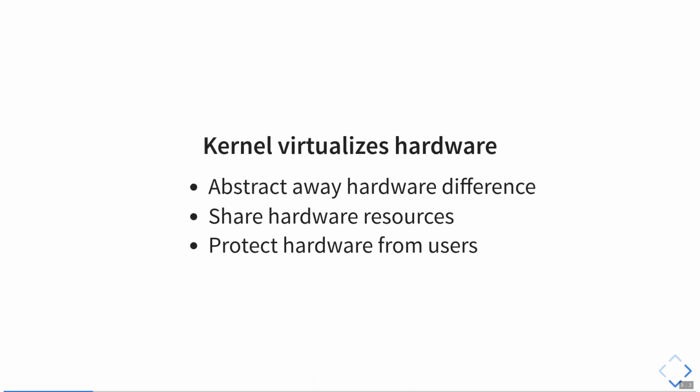Again, the kernel allows us to abstract away these hardware differences, but there are some other benefits here. Being able to share hardware resources. This is what enables us to all log into Eustace and use the same machine. This sharing of hardware resources means we are all able to have multiple users. It also enables us to do what's called time sharing, where we can run multiple processes at the same time, and we have this illusion of concurrency.